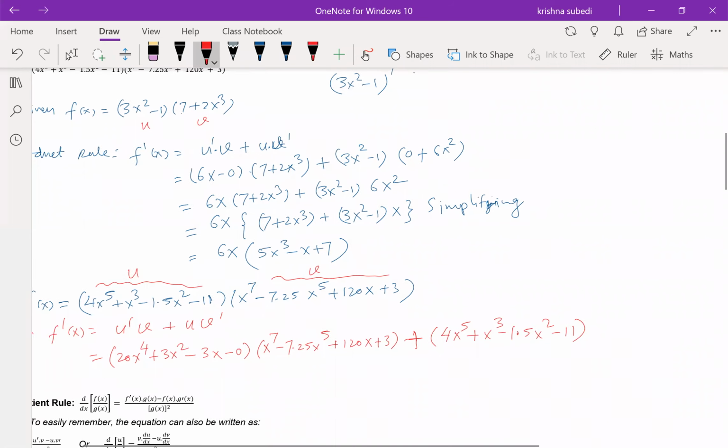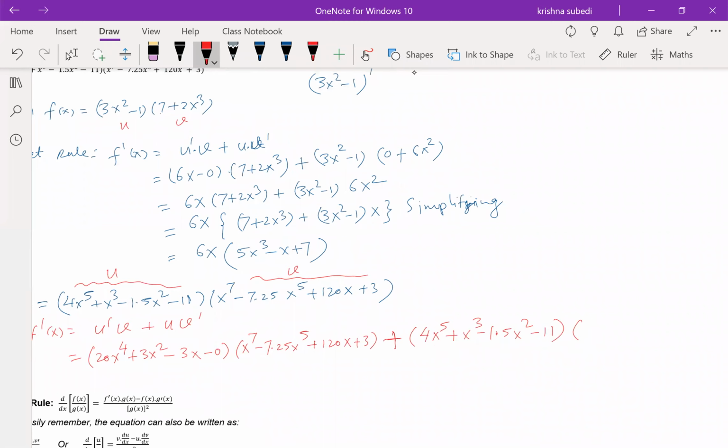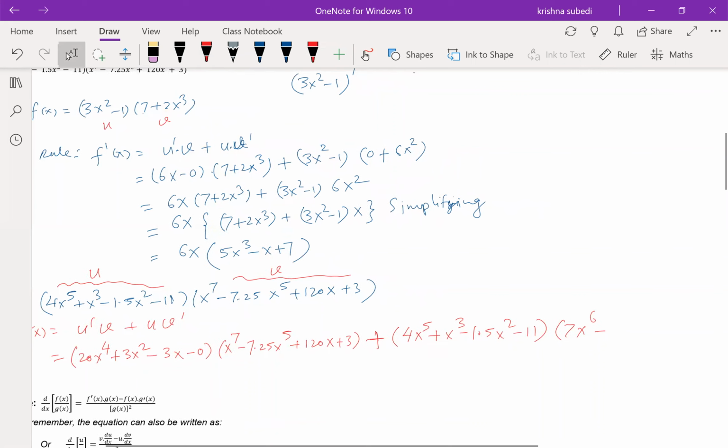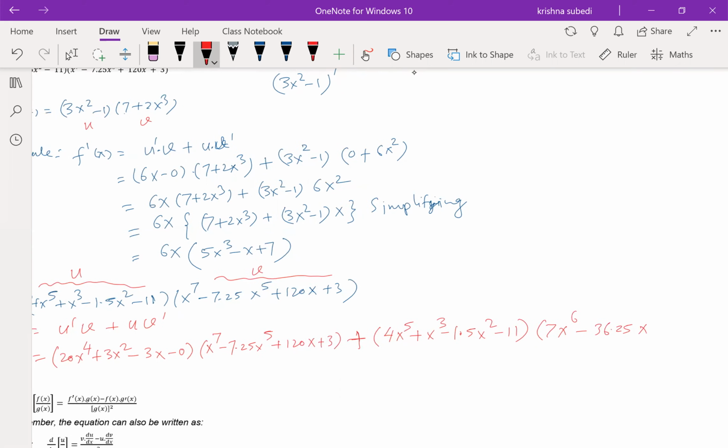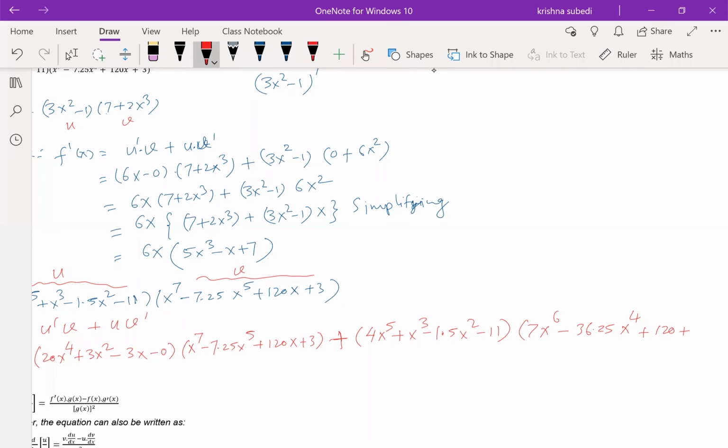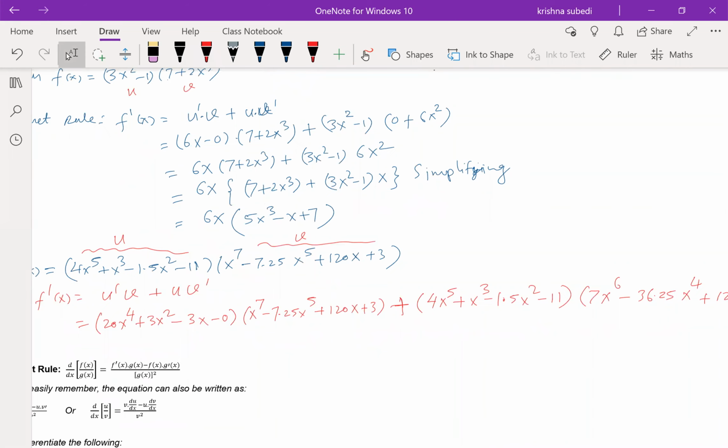And then find the derivative of v. So the derivative of v will be 7x to the power 6 minus, how much is that? 7.25 times 5. Is that 36.25? x to the power 4 plus 120 plus 0. I don't have to write that 0. Okay, plus 120. That's it.